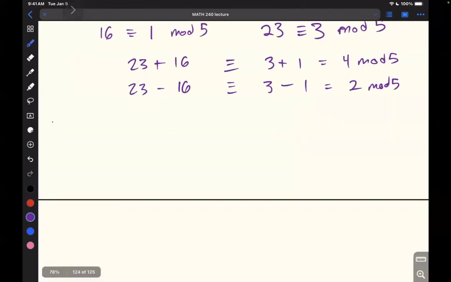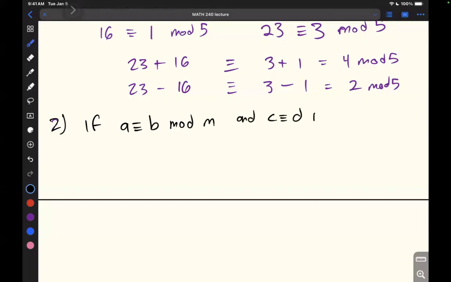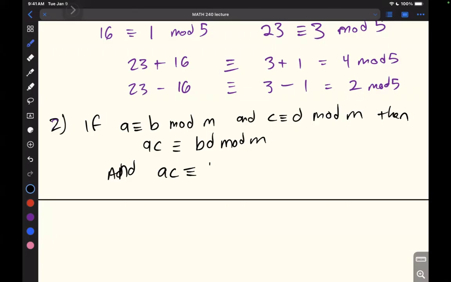All right, step 2. If A is equivalent to B mod M and C is equivalent to D mod M, then AC is equivalent to BD mod M, so we can multiply. And in particular, AC is congruent to BC mod M.